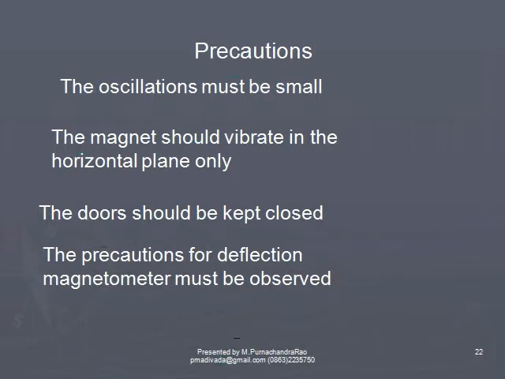The precautions for deflection magnetometer must be observed. Sometimes, to eliminate the moment of inertia of the magnet, which is difficult to measure, we use a brass rod, in which case both magnet and brass rod should be kept symmetrically in the stirrup. These are the precautions that we have to follow when we work with a deflection magnetometer and a vibration magnetometer.